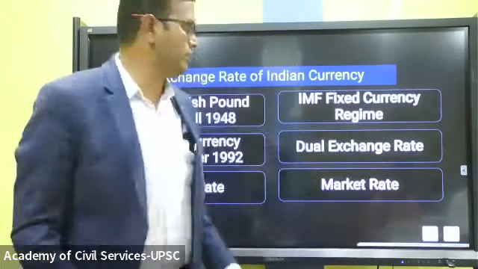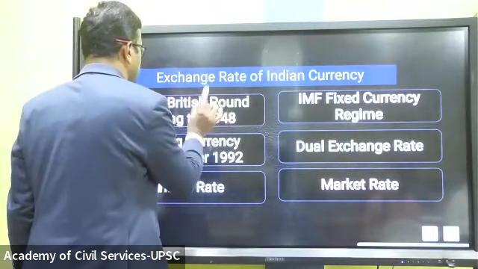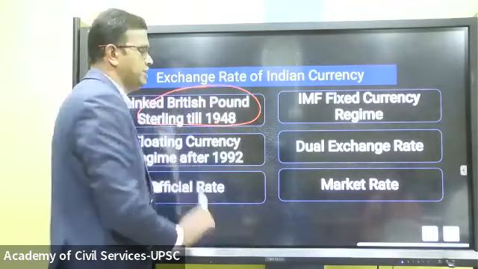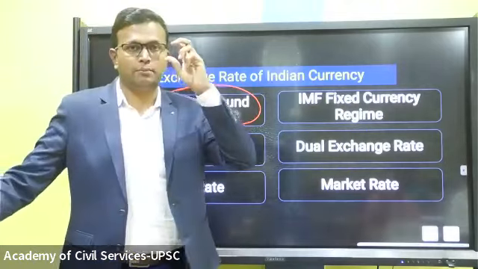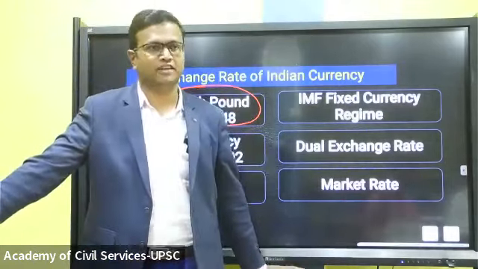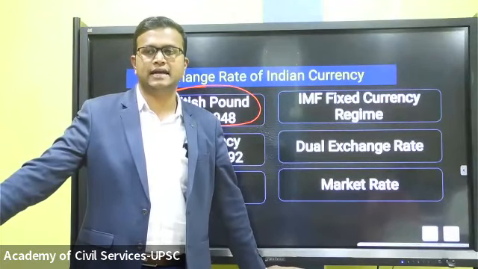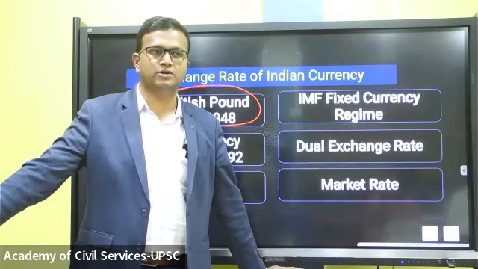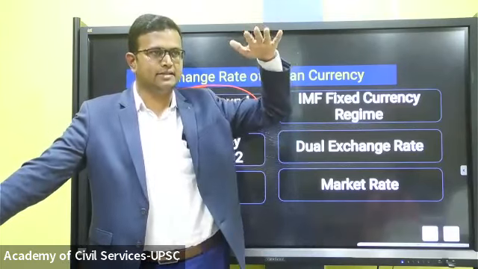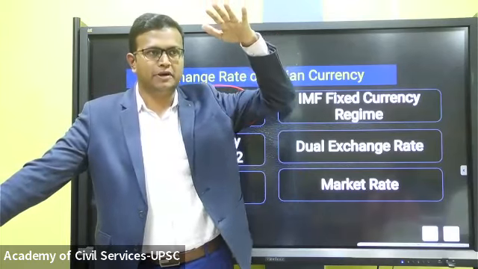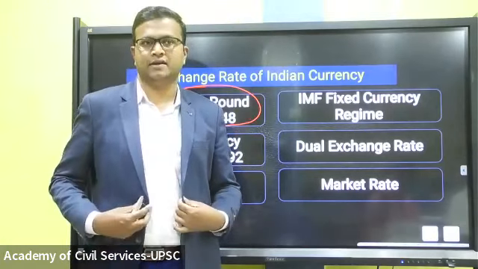Indian currency's exchange rate was linked to the British pound sterling till 1948. Until we got the freedom, we did not make our own mechanism for deciding the value of Indian currency. Till that time, our currency's value was decided in comparison to the British pound sterling. If the British pound sterling's value increases, Indian currency's value increases. If the British pound sterling's value decreases, Indian currency's value was decreasing.